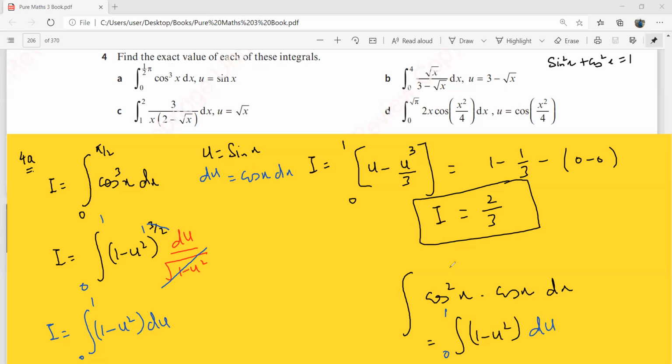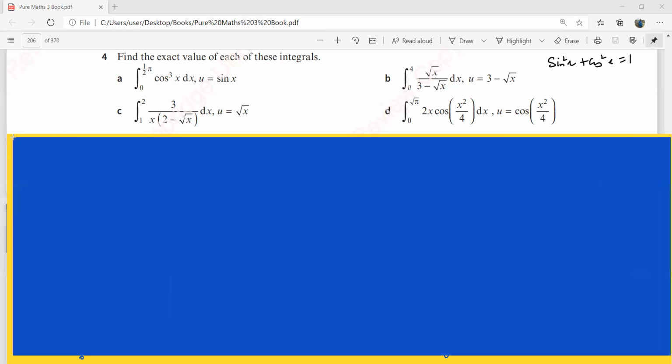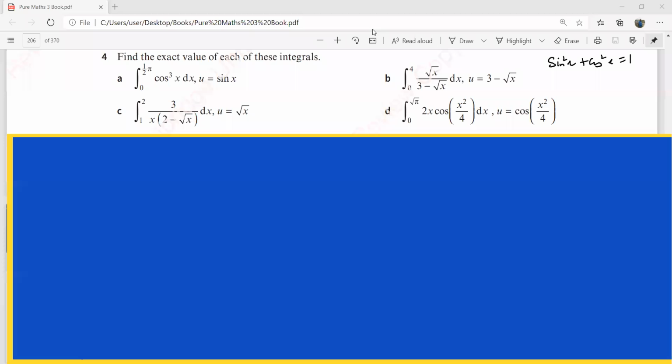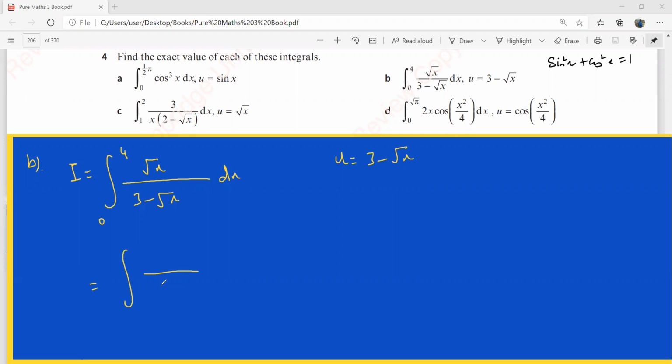Now let's go on to this B part here. Let me name this as I, this is limit from 0 to 4, under root x over 3 minus under root x dx. And the substitution is u equal to 3 minus under root x. So this 3 minus under root x in the denominator would directly be written as u here.